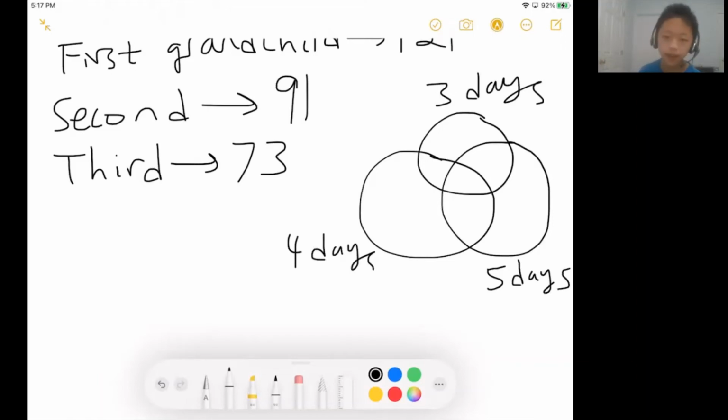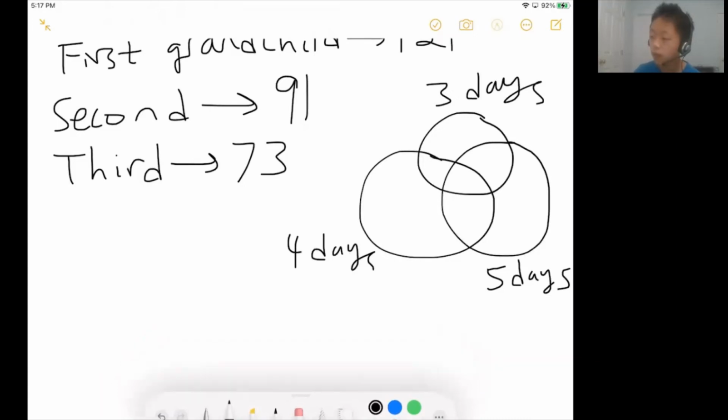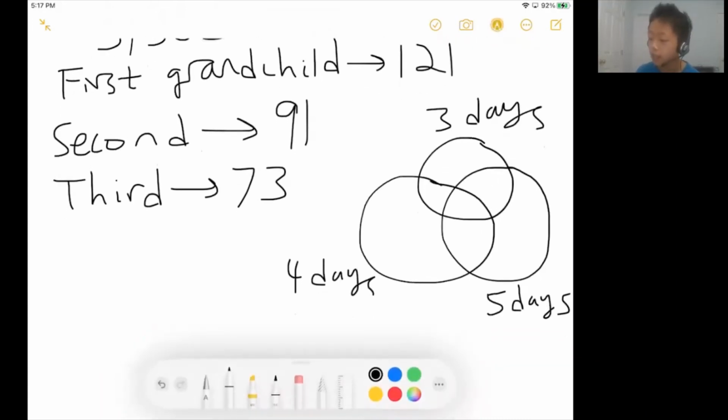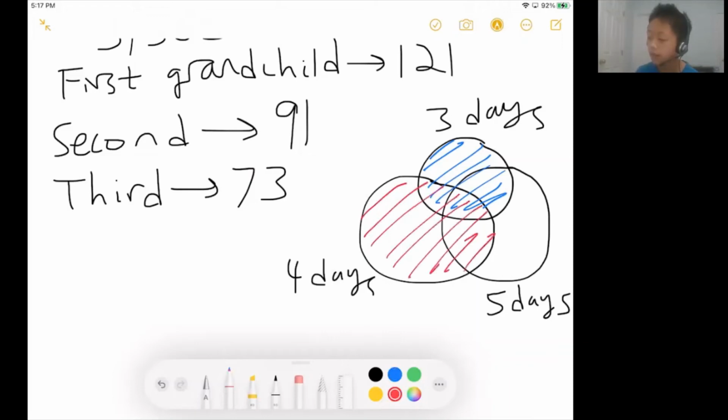You can think of it as overcounting, because for the 3 days, we got 121, right? We found that the first grandchild will call on 121 of the days. So this represents this portion of the Venn diagram. Now for the second child, they're going to call on 91 of the days. So they call every 4 days. Well, that's going to count this portion of the Venn diagram. And now for the third child, they're going to call every 5 days. And that's going to represent this portion of the Venn diagram.